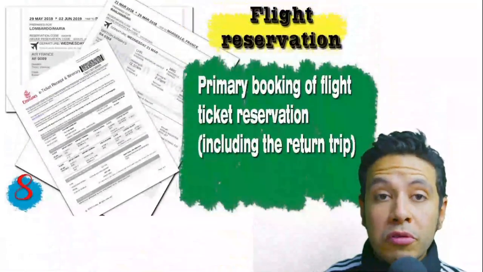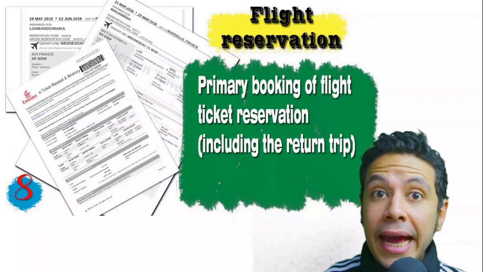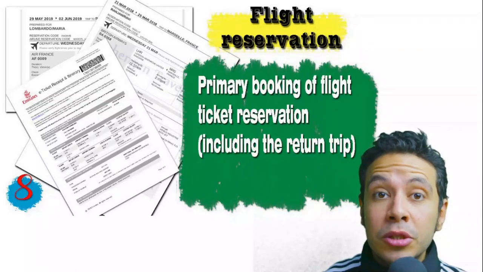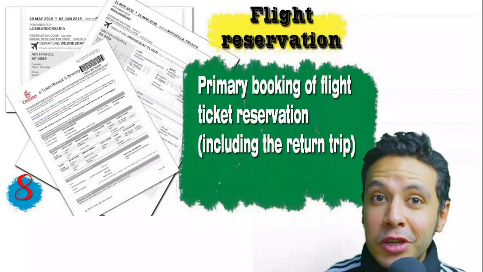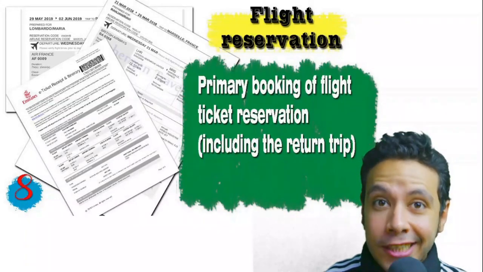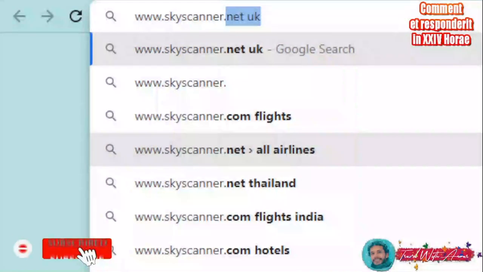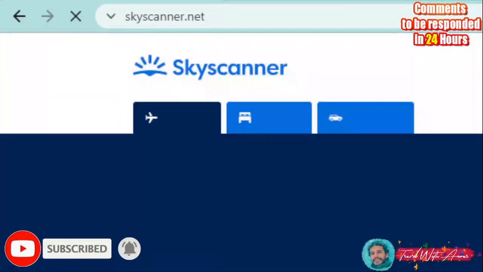You should also provide a flight reservation. It could be an initial booking, but in some minor cases, you will need to provide a confirmed booking. And remember that this flight reservation must include a return ticket. So let me show you a short tutorial on how to book your flight, and we will use this site, skyscanner.net.